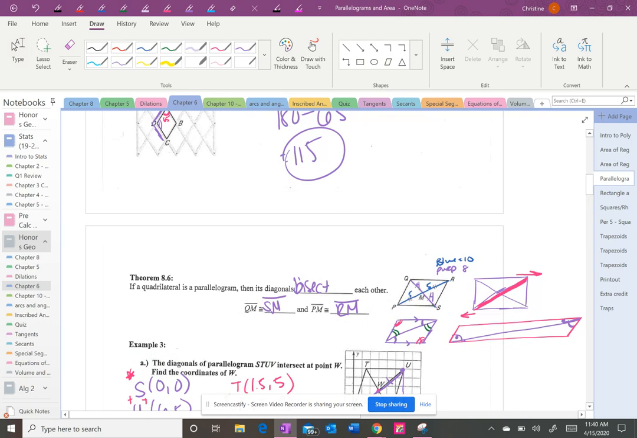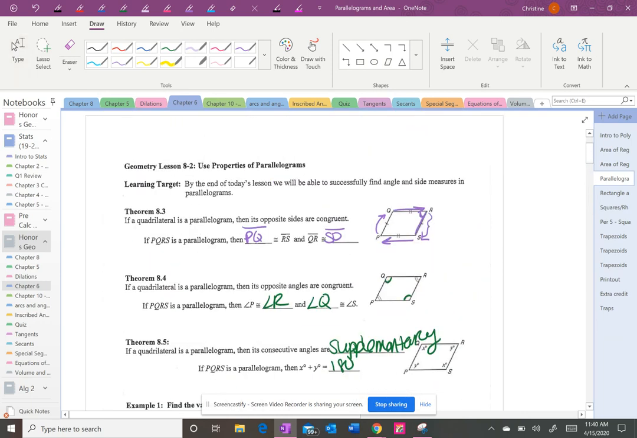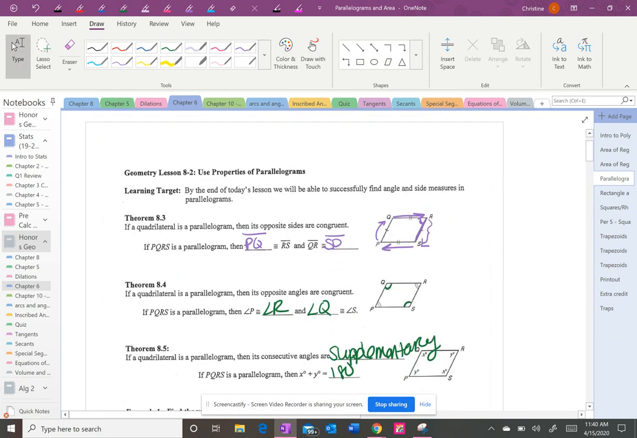So pretty straightforward. Tomorrow we'll talk about the area of parallelograms, and then we'll move on to the next shape, hopefully on Friday.